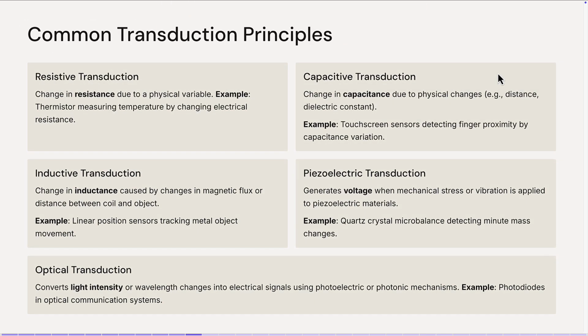Okay, so this is a summary of the common transduction principles. So the high-level concept is that there are different types of sensors that can convert a physical phenomena into an electrical signal. And based on this, so we can use, for example, heat, we can use resistance, we can use capacity, we can use vibration, we can use light in order to detect certain external events.